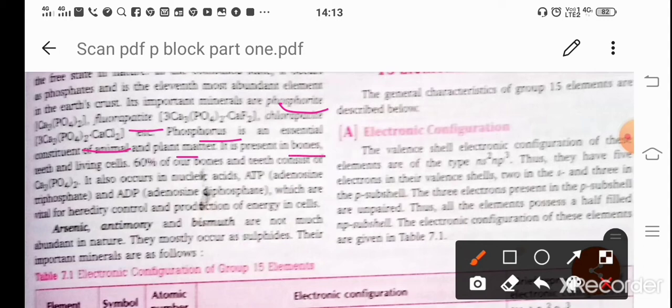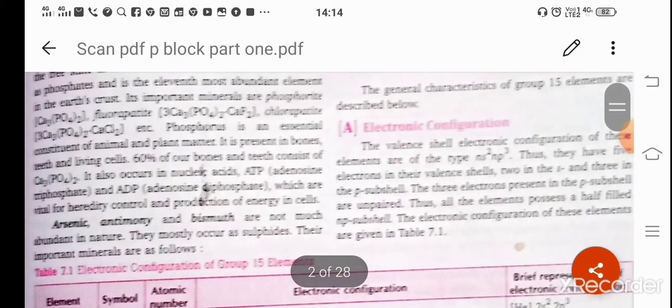They are found in living organisms, in teeth, in the form of ATP and phosphates, and make up 60% of the bone. They constitute calcium phosphate and are present in teeth also. It also occurs in nucleic acid as the phosphate group, phosphodiester bond, ATP, ADP, and it is an important part of the cell and an energy providing component. Arsenic, antimony and bismuth are not much in abundance. They are found in traces and as an ore in sulfide form. So this was all about the occurrence.